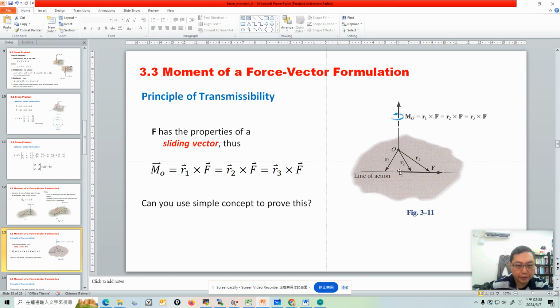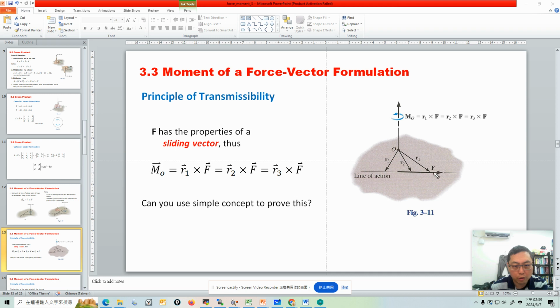We can use a very simple way to prove this concept, because no matter r1, r2, r3, their moment arm is all the same. Let's just pretend it's a 2D case. In fact, this would require a more formal proof, but in this class I'm not really interested in the proof because most of you don't like proofs. So we just use a very simple way to prove the principle of transmissibility.